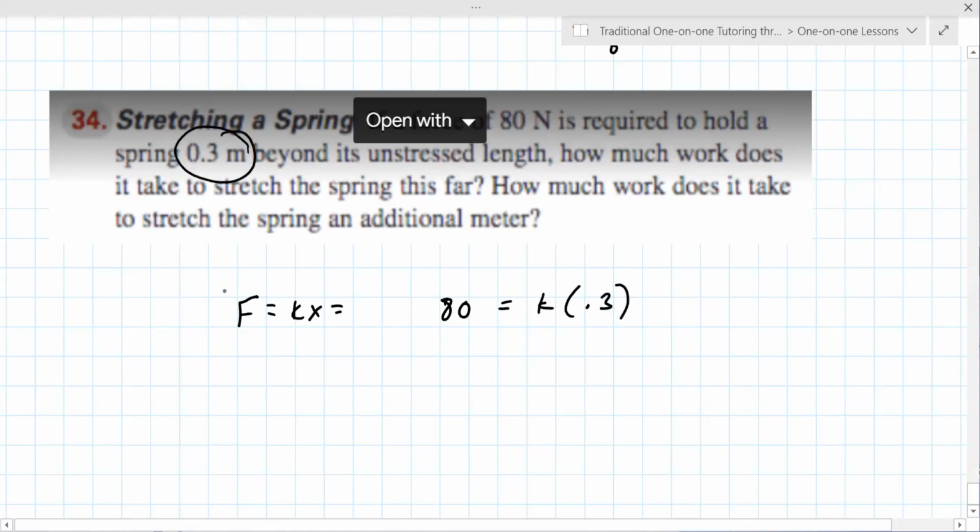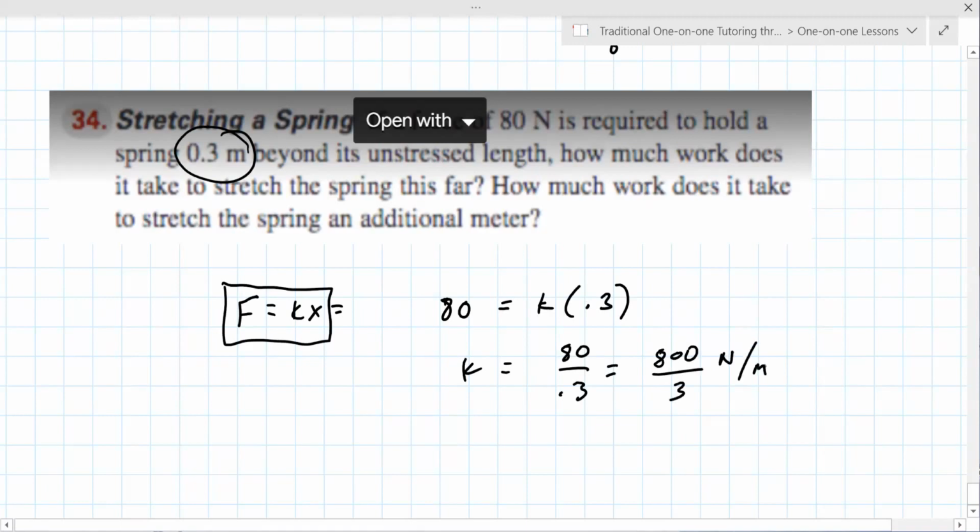So whenever you see a spring problem, you almost always have to start here with this. And k equals 80 divided by 0.3, which is 800 over 3, and it has units of newtons per meter. Watch out for problems where they give this to you in centimeters instead of meters, because then you have to convert. All right, so that's your k. And the reason you need that is because you need to put it back into here because you're going to integrate.